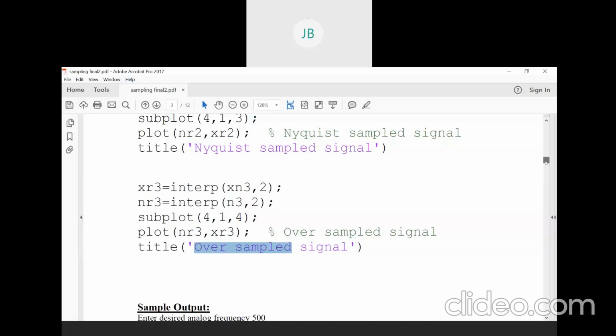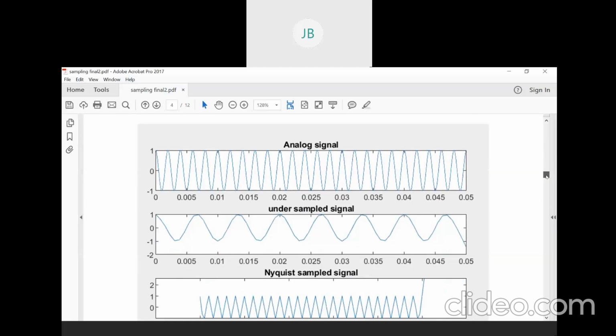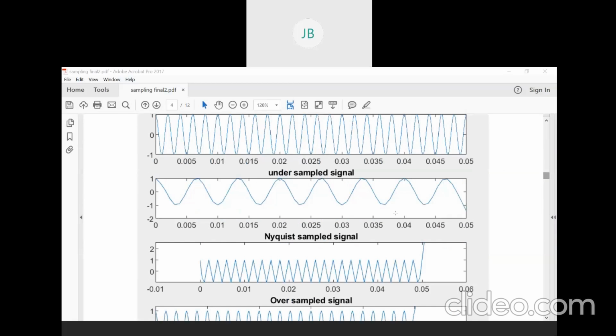Okay, so now how does this look? Basically, these were the sampled signals that we used to reconstruct. Suppose we use this undersampled signal, then how does it look when you reconstruct it? It should look something like this, right? We have captured more samples here, double the number of samples.